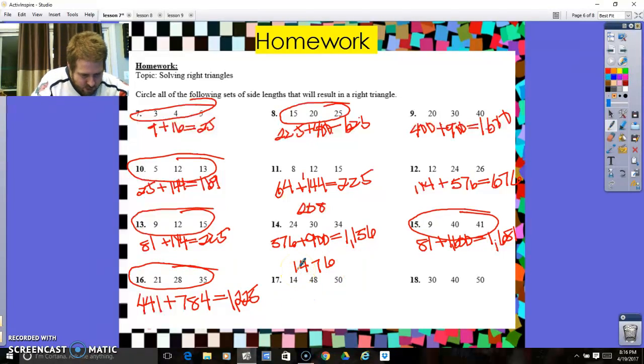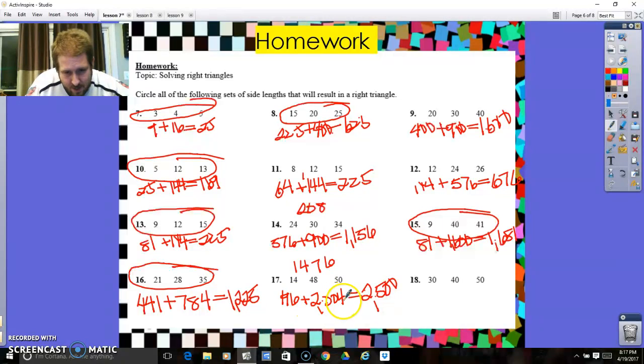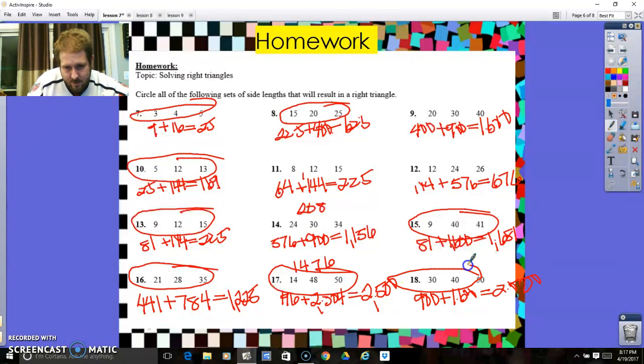14 squared is 196. I should have known that one. 48 times itself. Getting close to the end here. 48 times 48 is 2,304. Equals 50 squared, which is 2,500. All right, so do these add up? Yes. Carry the 1, yes. That is a right triangle. 30 squared is 900. I don't need a calculator for this one. 1,600 equals 2,500. And yes, ladies and gentlemen, that does prove to be true.